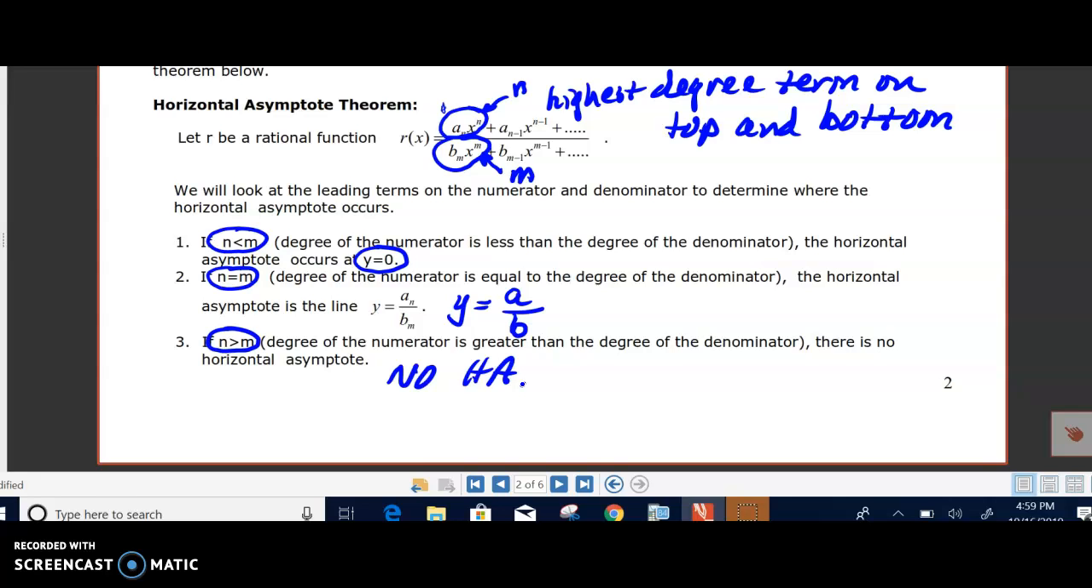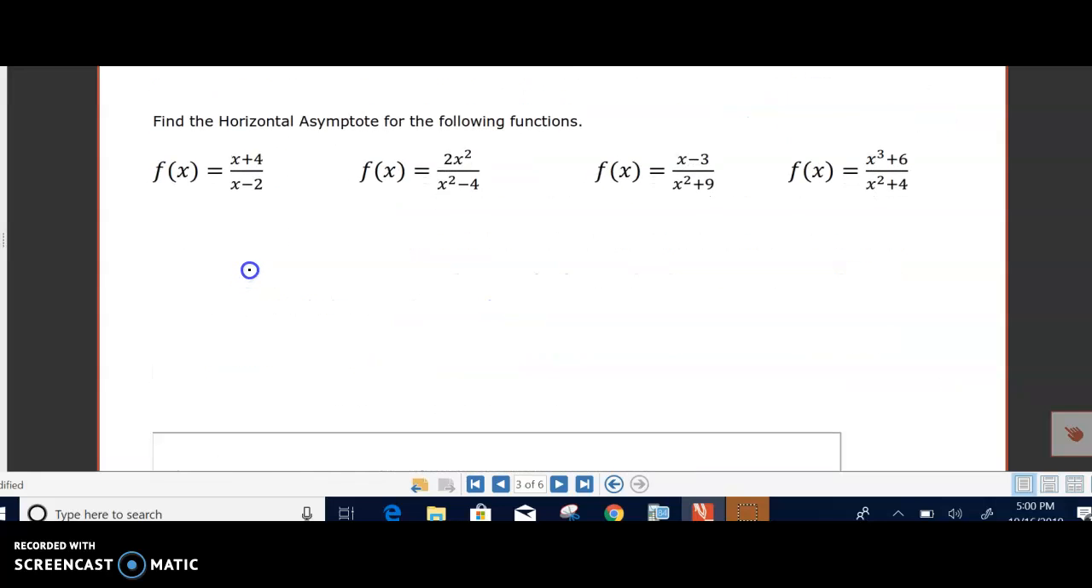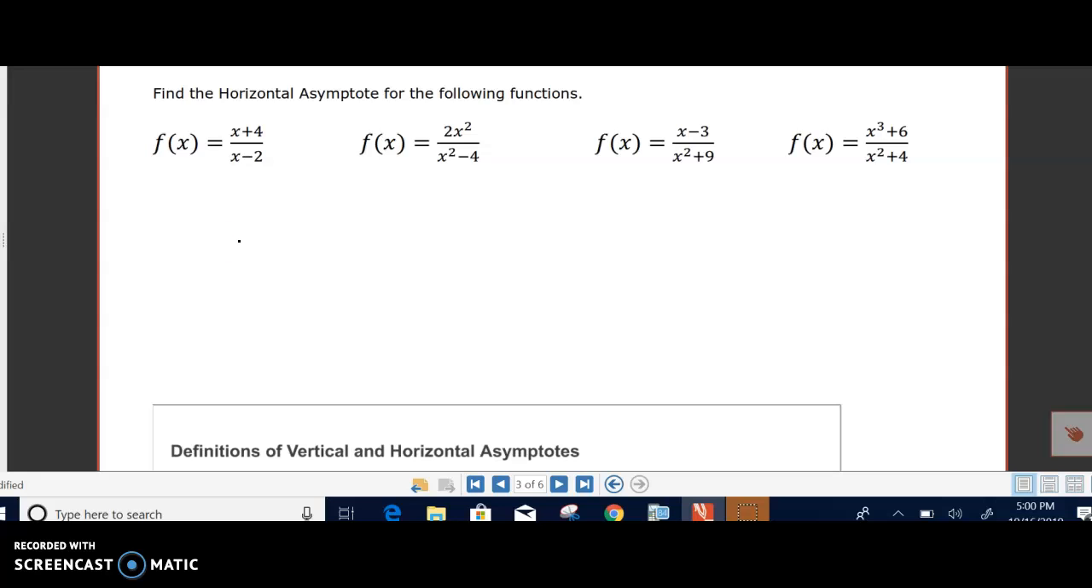Okay, so we now have all the skills necessary to get information about a rational function and then graph some rational functions. So let's take a look. Now let's quickly find some horizontals. Check out the degree. The degree at the top is 1. The degree at the bottom is 1. So n is equal to m. When that's the case, you take the equation y equals the coefficient of 1 divided by the coefficient of 1, which is just y equals 1.